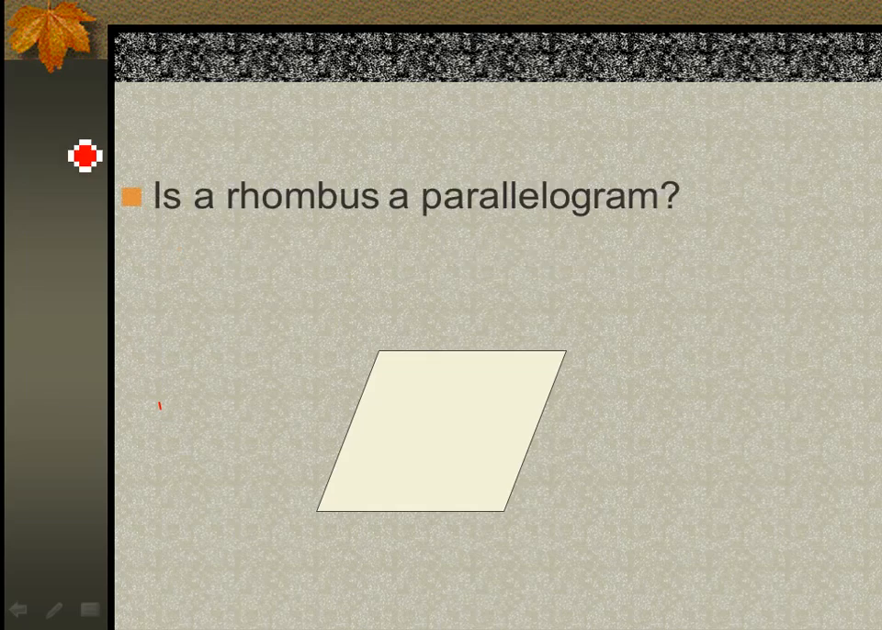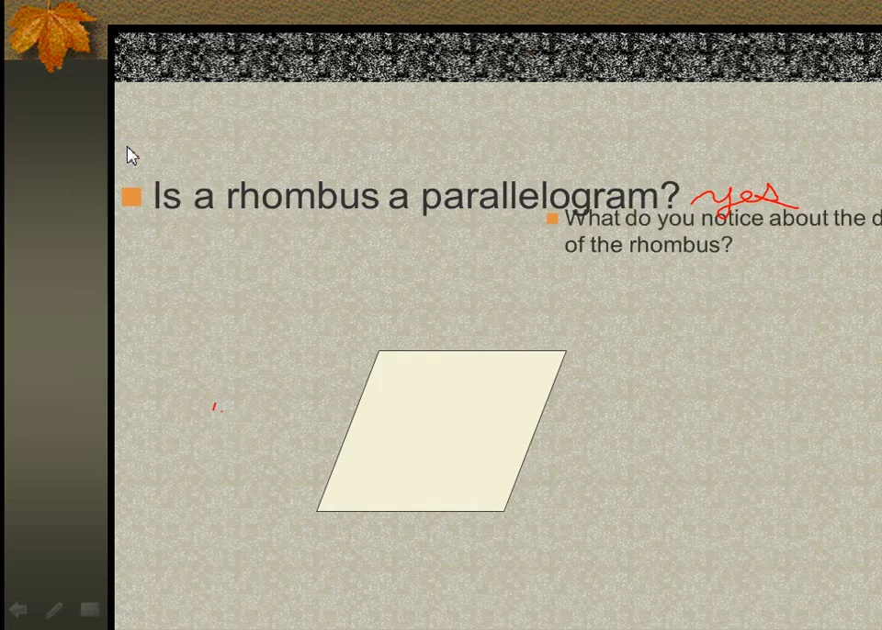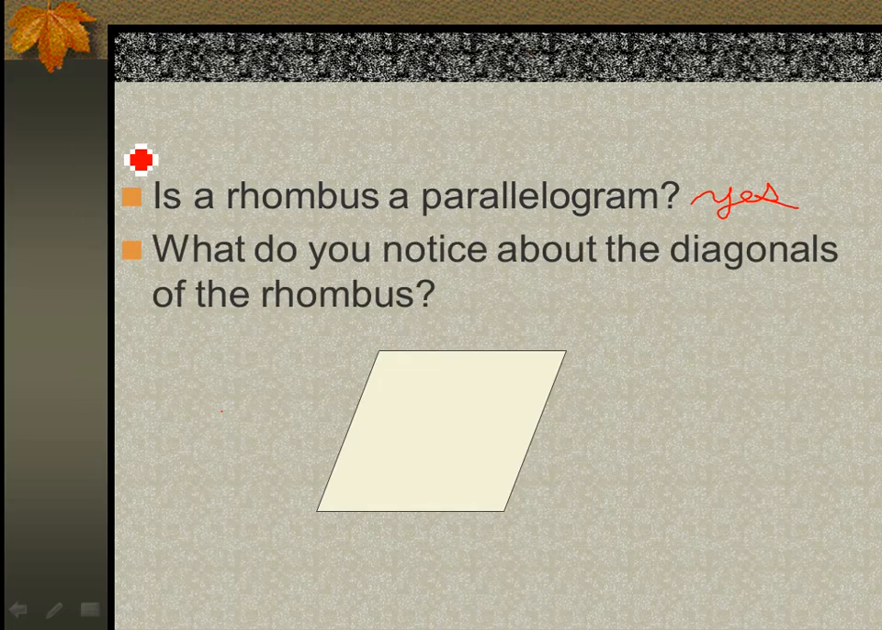Is a rhombus a parallelogram? Yes. All right, and you can tell from the chart here, right? Parallelogram, offshoot is a rhombus. The other offshoot's a rectangle. So yes, it is a parallelogram. If I draw the diagonals in here, we sort of went over this last time, if I can draw straight.